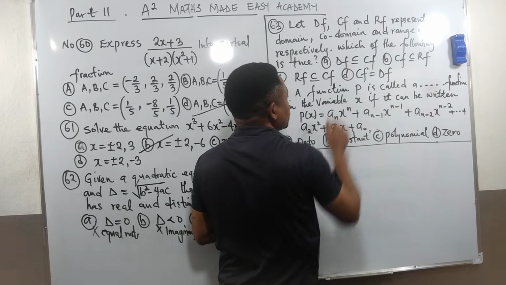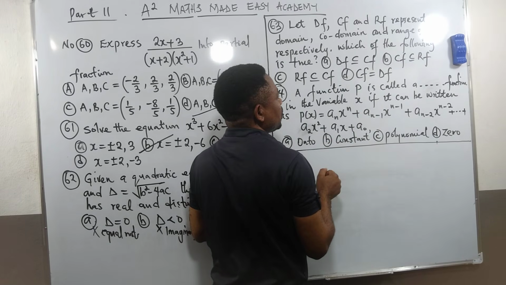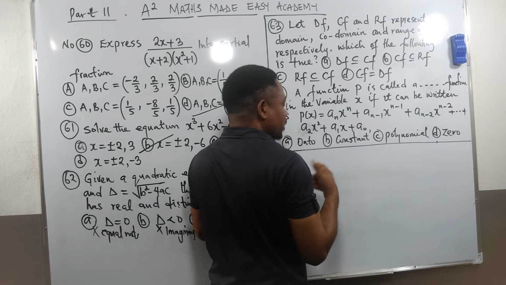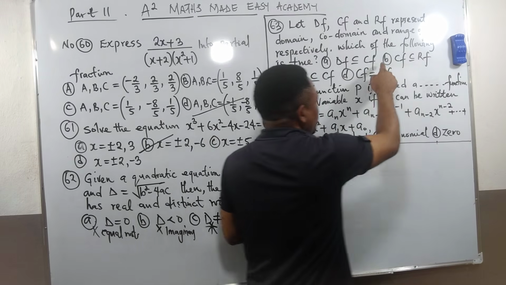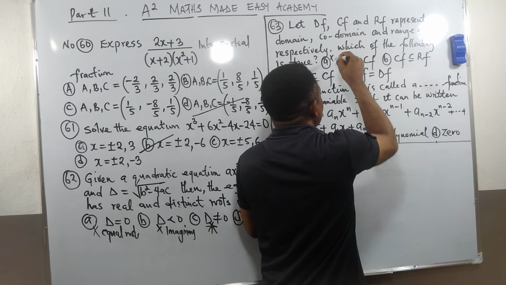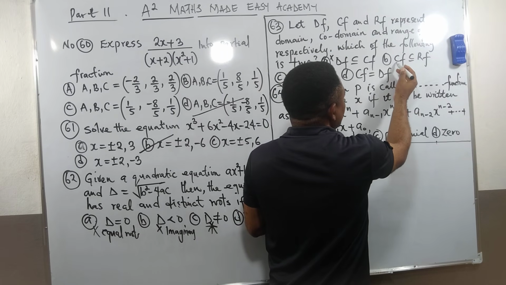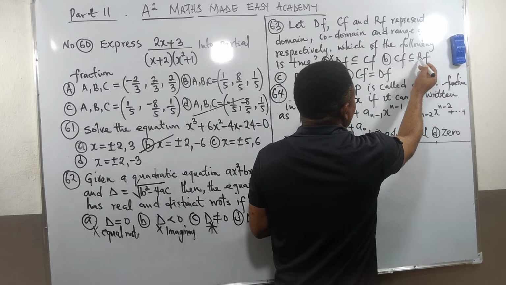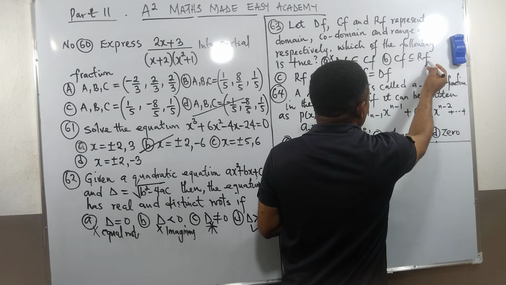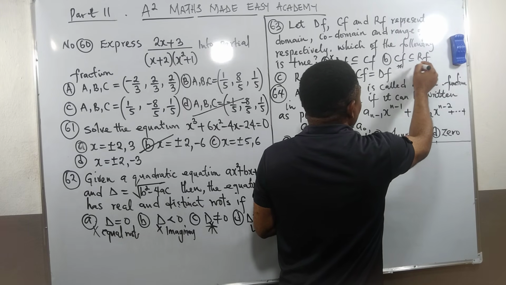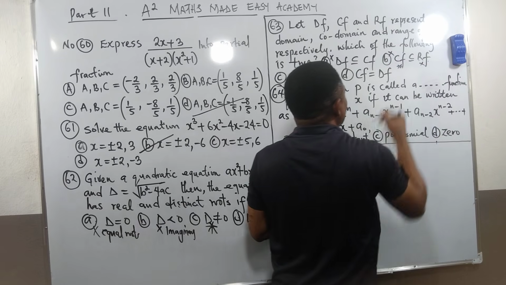No. Domain is the father, and this one is the mother. Let's use that as an illustration. Then option B, this one cannot be. Option B says the codomain of F is a subset defined in the real numbers, in the range of F. This is the father, and this is the mother. It can't be this. Are you with me now?